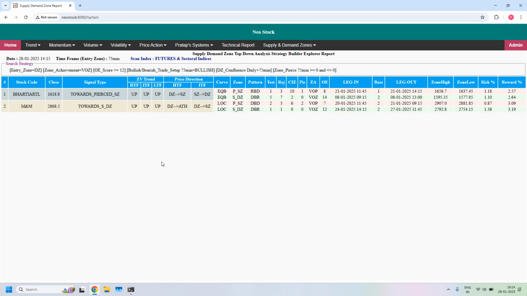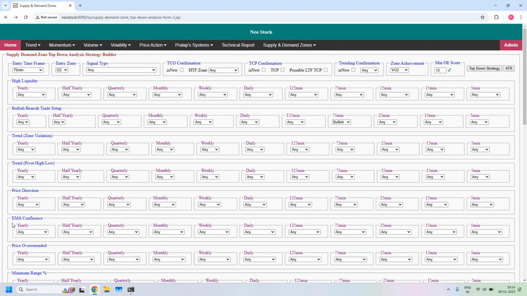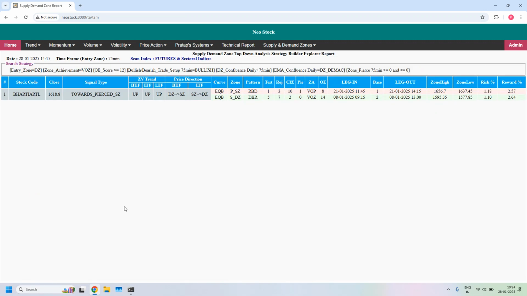If any of these stocks are having an ITF EMA confluence, ITF is daily, they are even more high probability trade setup supported stocks. Let's verify. In the EMA confluence, daily time frame, daily demand zone having daily EMA confluence filter is enabled, and we got one stock. This is even more high probability trade setup supported stock.